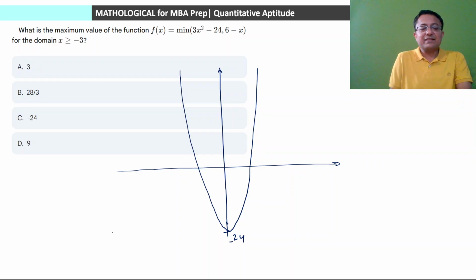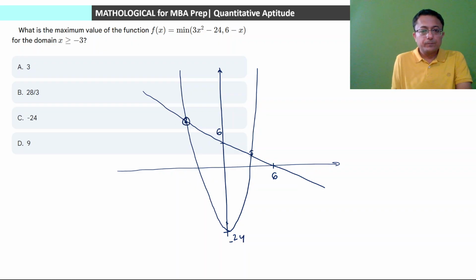And 6 minus x is a straight line. At x equal to 0, this will be equal to 6, and the slope is minus 1. So this might be the line. At x equal to 6, this will be equal to 0. Okay. And at x equal to 0, this will be equal to 6. There are two intersection points.